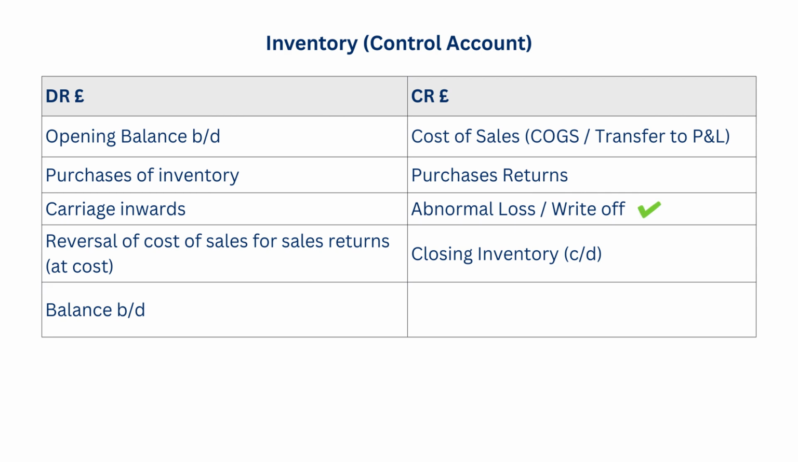Abnormal losses. If inventory is damaged, stolen, expired or otherwise unsellable, it must be written off. These abnormal losses reduce the amount of usable inventory, so they are recorded as credits. This ensures inventory is not overstated. Closing inventory. At the end of the accounting period, we calculate the closing inventory value, normally using first in first out or average cost. Closing inventory appears as a credit balance carried down because it represents the portion of the asset that remains. In the next period, this becomes the new opening inventory and moves to the debit side.